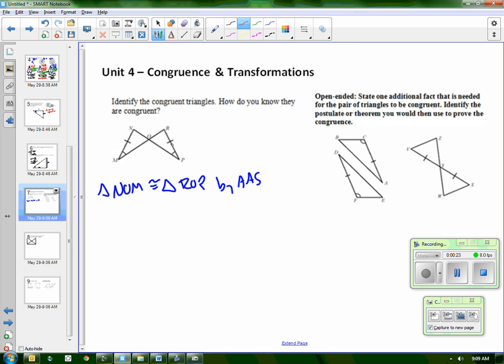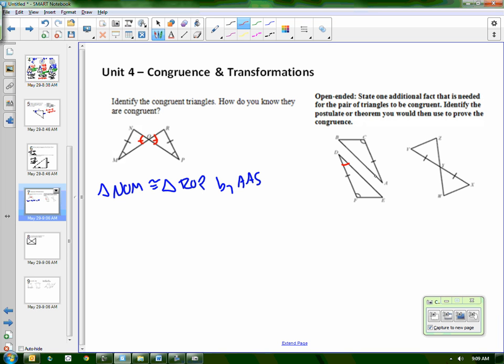The only one that I don't have is right here. These guys have to be congruent, so it'd be angle, side. NOM, ROP by angle, side. And the reason I know those are congruent is by vertical angles. The next portion is saying, what information could you add to the picture?